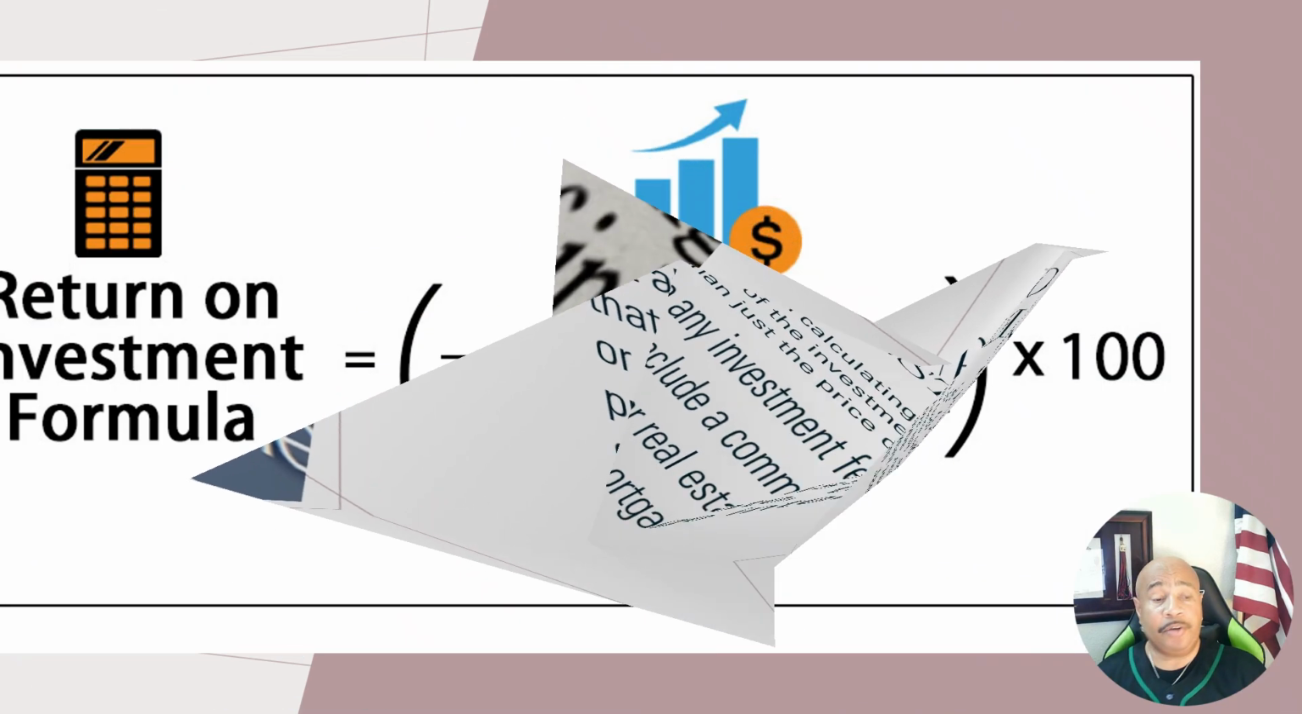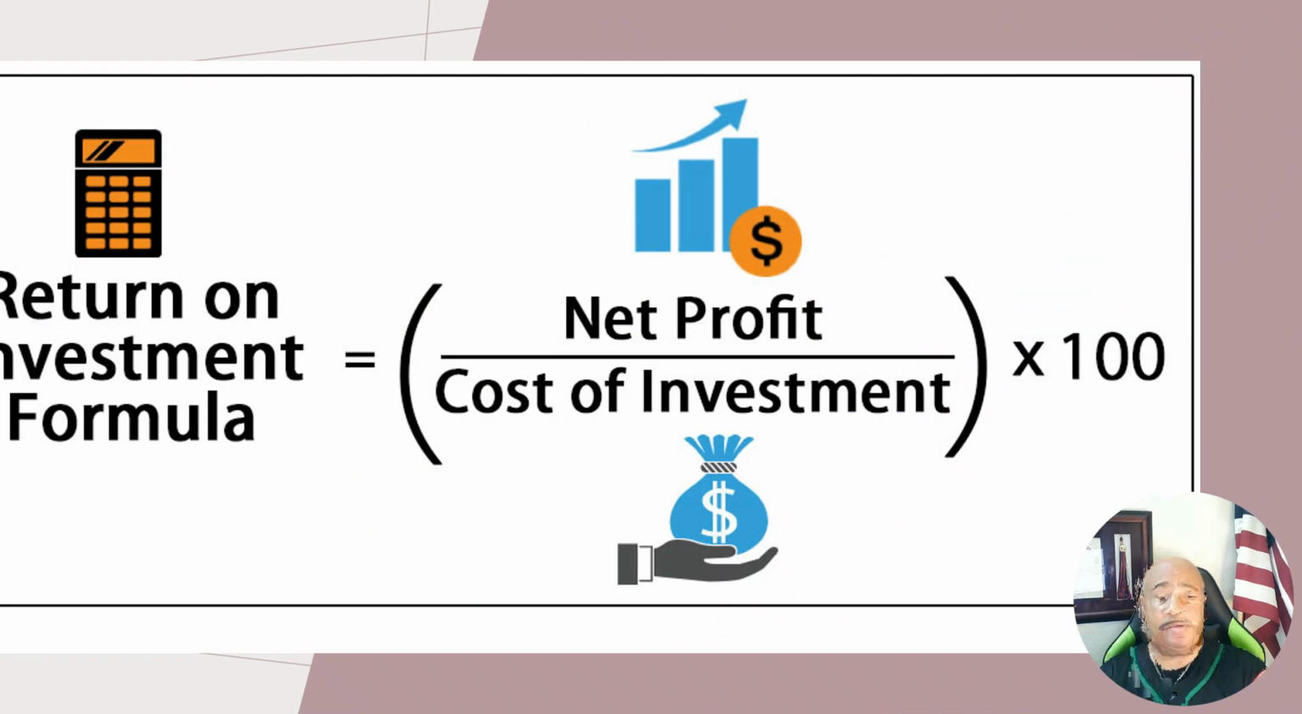Here's a quick formula for you. Return on investment equals net profit divided by the cost of the investment times 100%. So you'll find out that at the end of the day, what you've invested in, your profit is a certain percent.